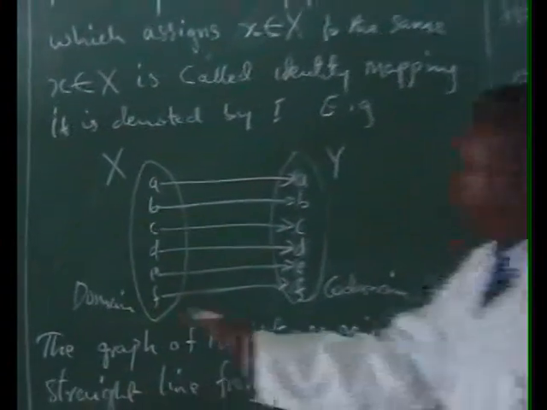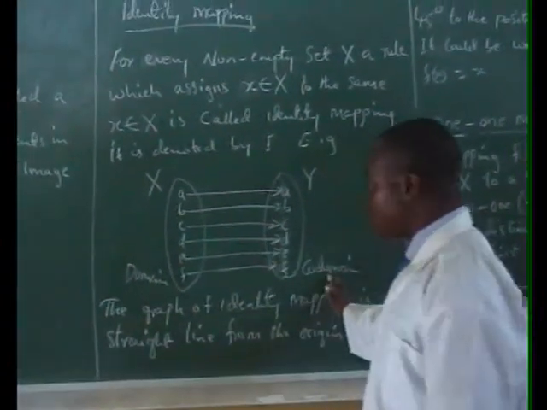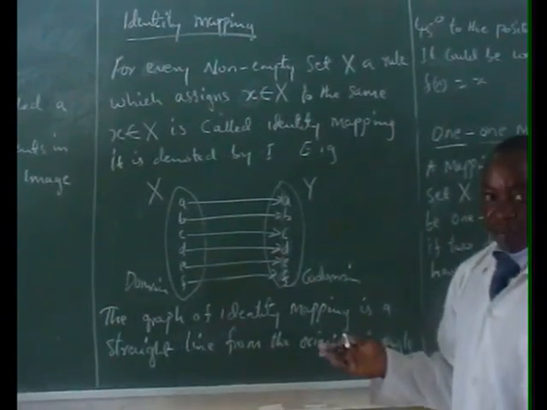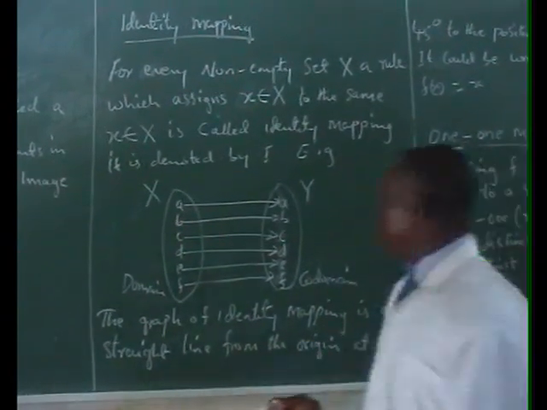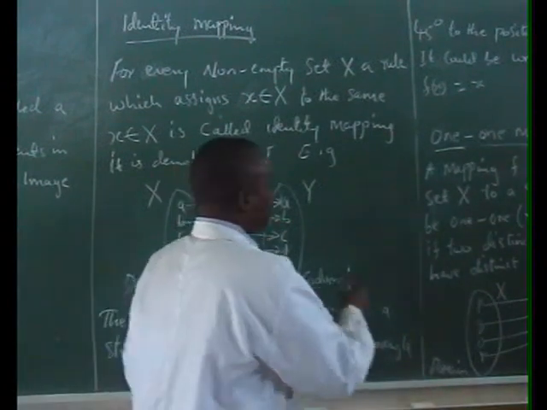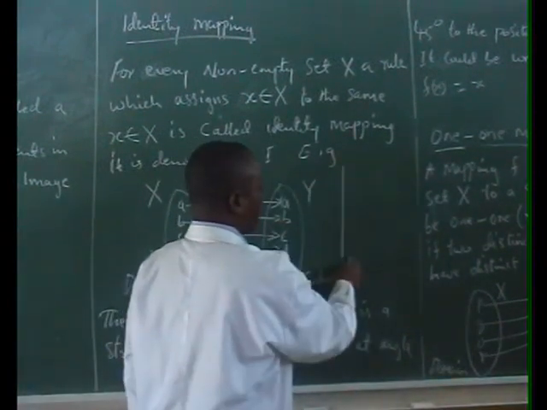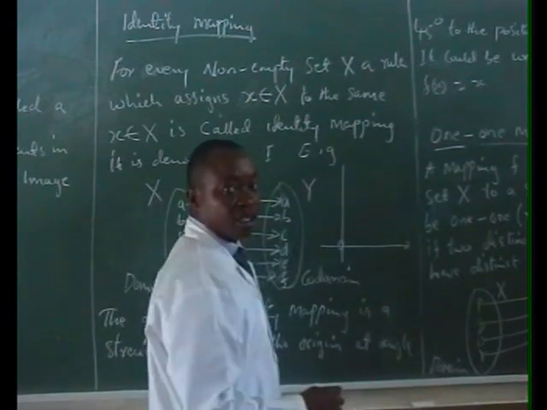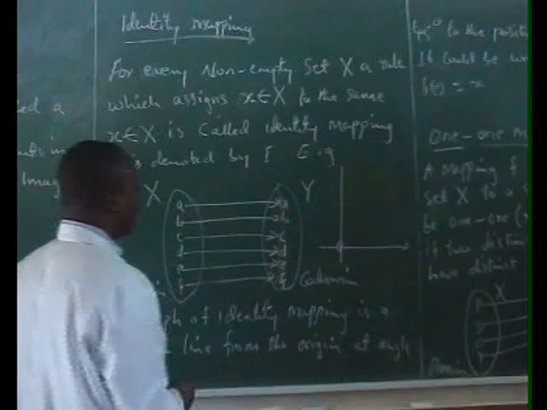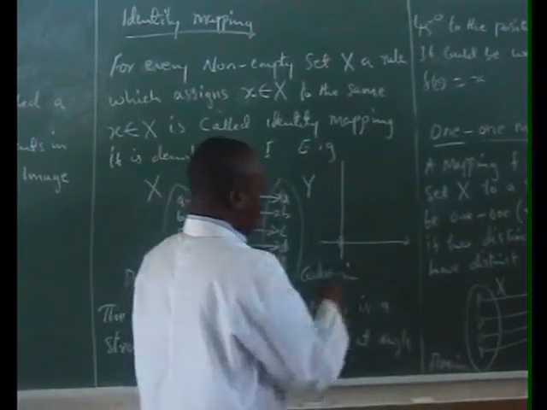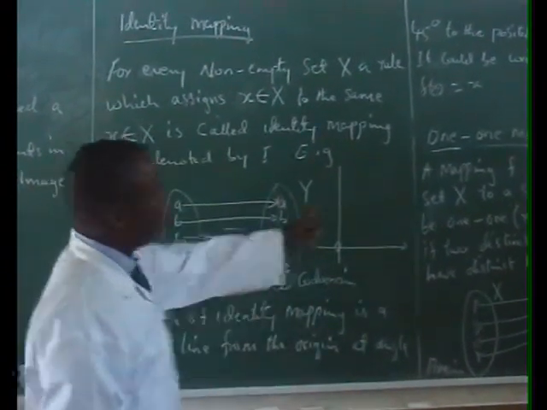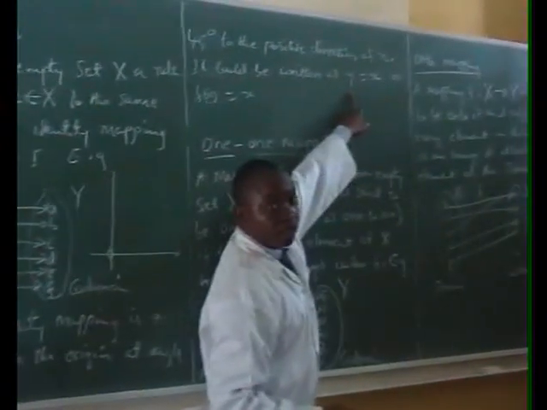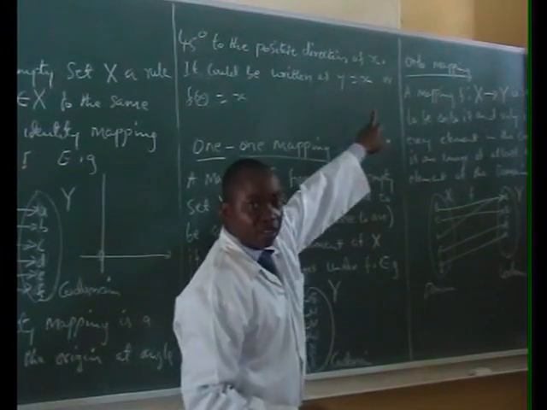Now, remember this is the domain, and this is also the codomain. So the graph of identity mapping is a straight line from the origin. Let me show you what I'm talking about. Suppose I have, this is the y-axis, as we all know, and this is the x-axis. This is the origin. So what we are saying is, identity mapping, like we have said, is written as y equals x.